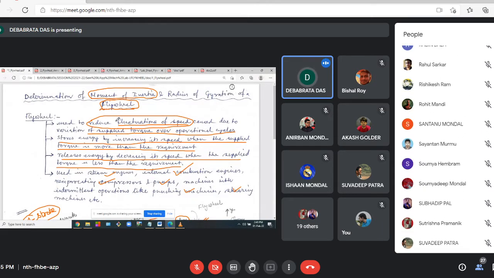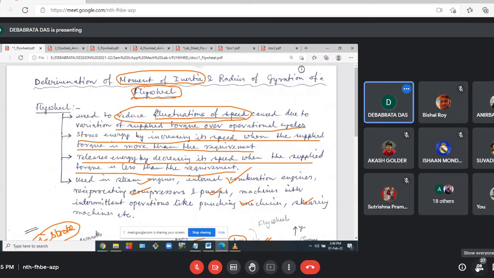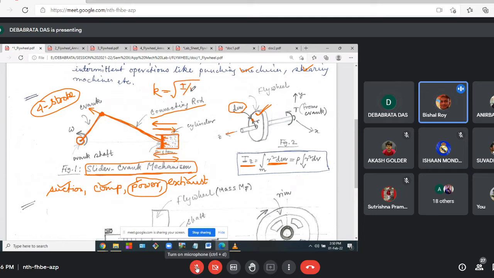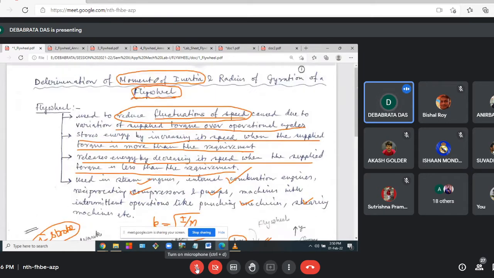In this experiment, we have a flywheel setup. Experimentally, we will try to find out the mass moment of inertia of this flywheel. Once we know that, we can find its radius of gyration. How can we find the radius of gyration? It will be the square root of I by M, where M is the mass. If the mass is known, then the square root of I by M will give the radius of gyration. So these are the two objectives: finding the mass moment of inertia and the radius of gyration.